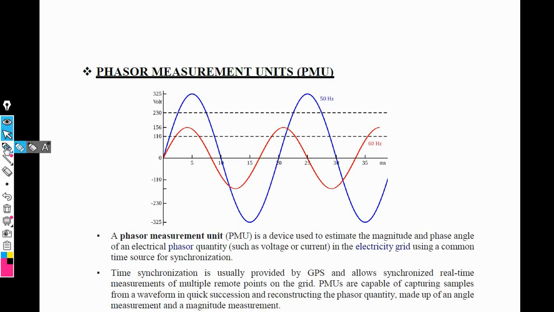Okay, this is the waveform of the phasor measurement unit. This is the voltage waveform, and this is the current waveform.